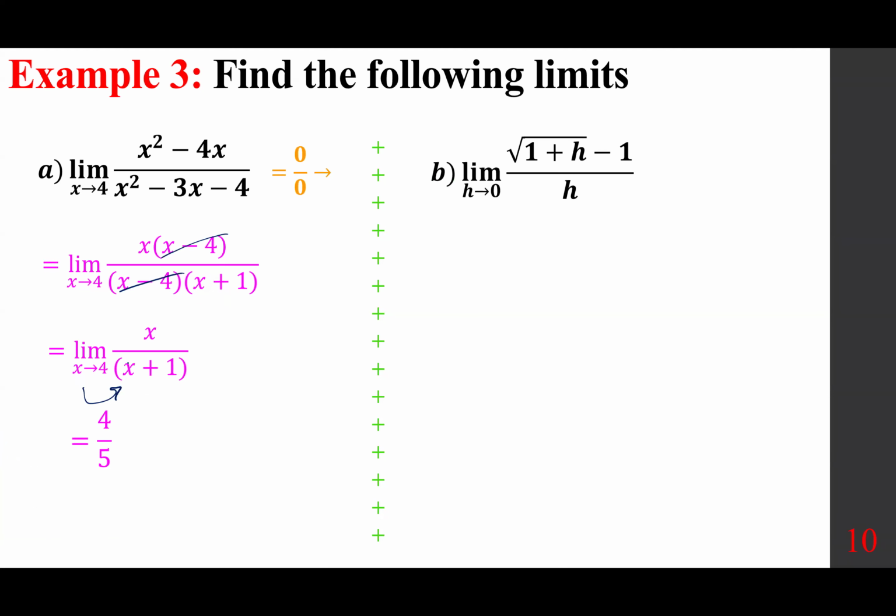In this case, whenever we have a square root, first of all, we plug in, we get 0 over 0. If it works out, we are fine. If not, we have to use the proper technique. In this case, the proper technique is conjugate.